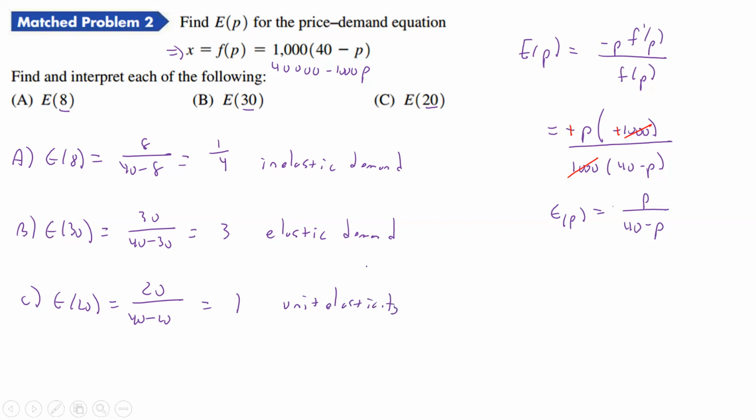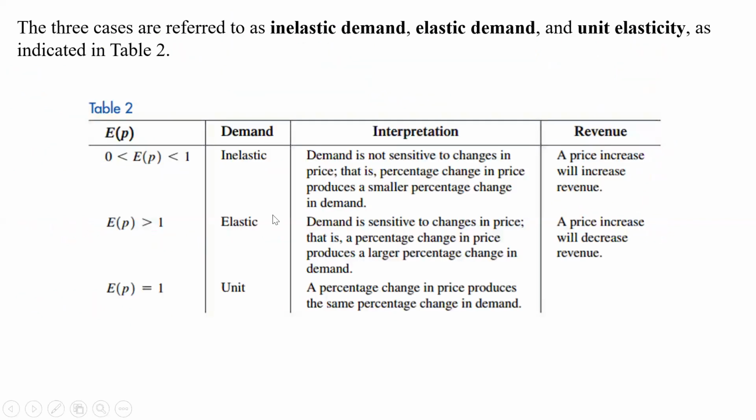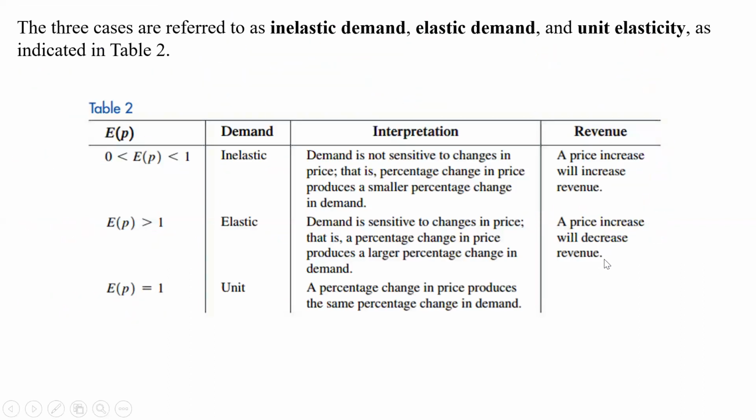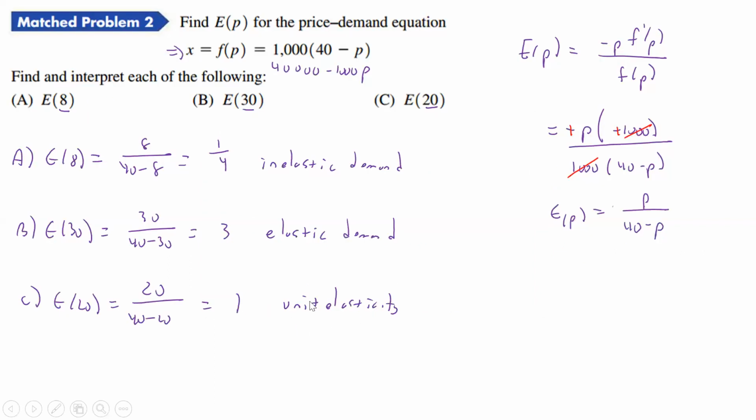Again, what does that mean? The inelastic case means a price increase is going to increase our revenue. The next one, elastic, means a price increase is going to decrease our revenue. And the next one is the same percentage change in demand as in price. Again, it all stemmed from finding minus P times the derivative of F of P over F of P. Then we reduced it, and had a simple equation where we can plug in our three values. All right, so let's stop there and we'll come back for more.